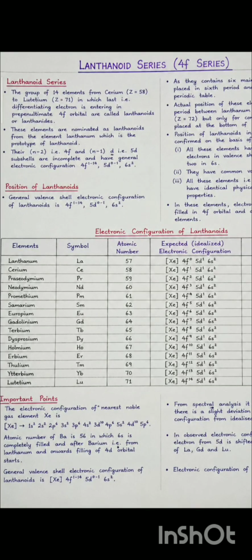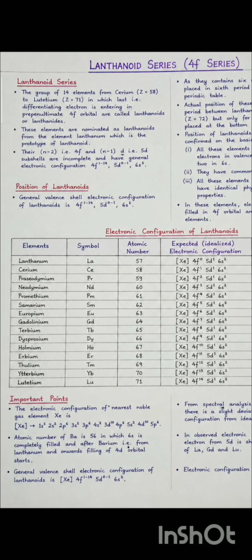Next one is the lanthanoid series, the 4f series. The group of 14 elements from cerium, atomic number 58, to lutetium, atomic number 71, in which the last, differentiating electron enters the antepenultimate 4f orbital, are called lanthanoids or the 4f series. These elements are named lanthanoids from the element lanthanum, which is the prototype of the lanthanoids.